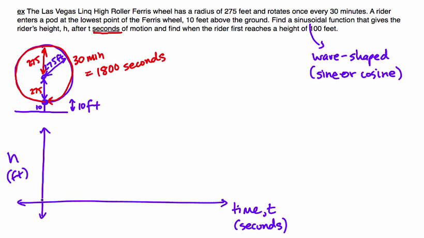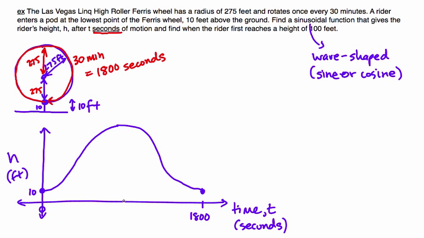When the rider first gets on at time 0, they will start above the ground. They'll already have to climb some stairs or something, and they'll be 10 feet off the ground. And then we know that they'll end 1,800 seconds later. They'll be back to the beginning. They'll have gone through one complete cycle. And if I sketch in this cycle, I know that it has to be wave-shaped. I got that hint from the beginning.